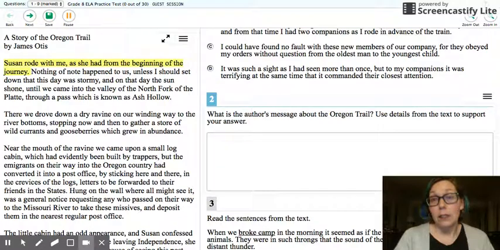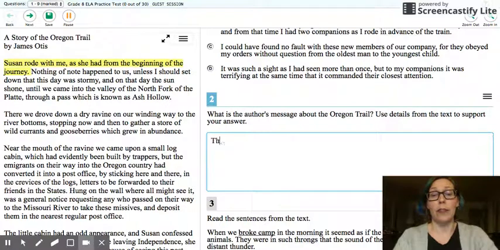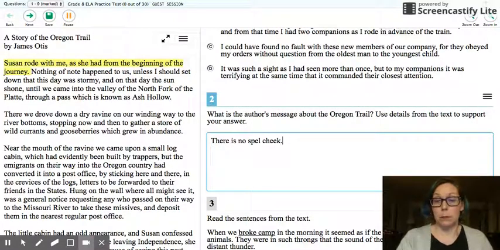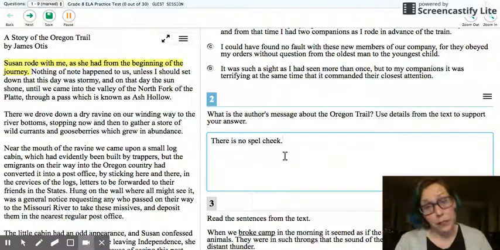And yes, English conventions matter. Periods, capital letters, commas, writing complete sentences, spelling. You'll notice that there is no spell check. Right, they don't tell me when I make mistakes at all. You need to be your own spell checker. That's part of the test.